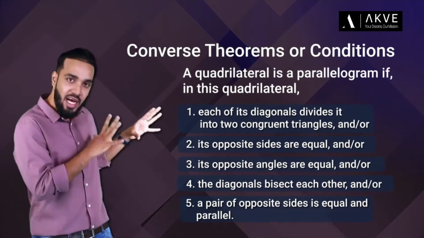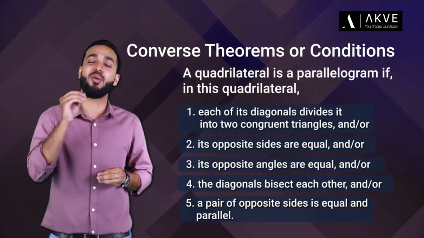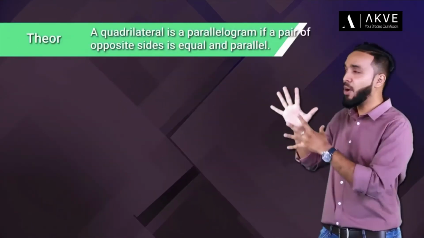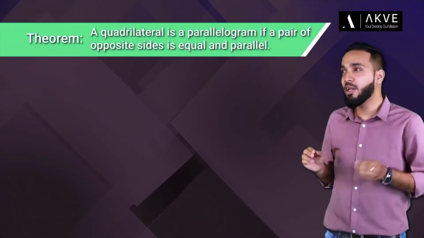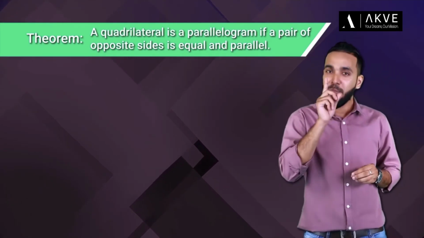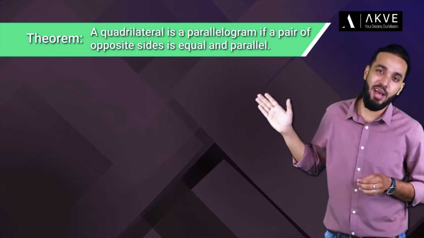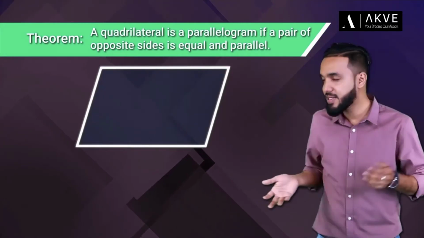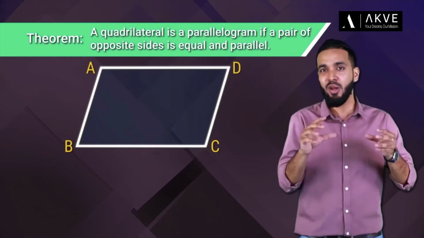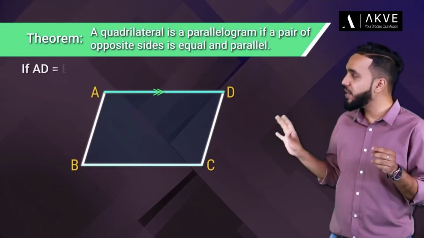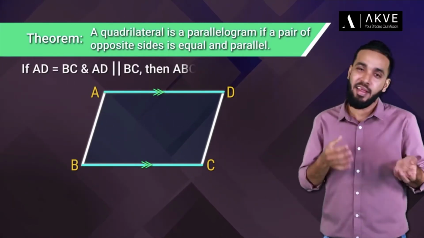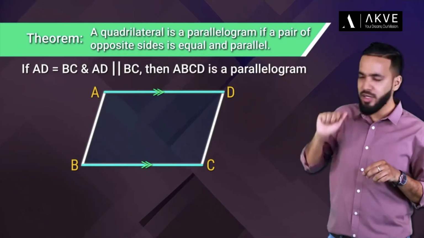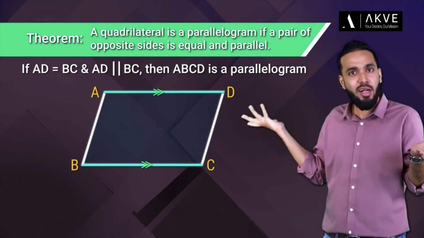Now, there's another condition which is actually the least required condition for a quadrilateral to be a parallelogram. It is stated in the form of a theorem as a quadrilateral is a parallelogram if a pair of opposite sides is equal and parallel. Visualizing this theorem, if there's a quadrilateral, say ABCD, where a pair of opposite sides, say AD and BC, are equal and parallel, then ABCD is a parallelogram. So how do we prove this one? By utilizing the information we have already been given.